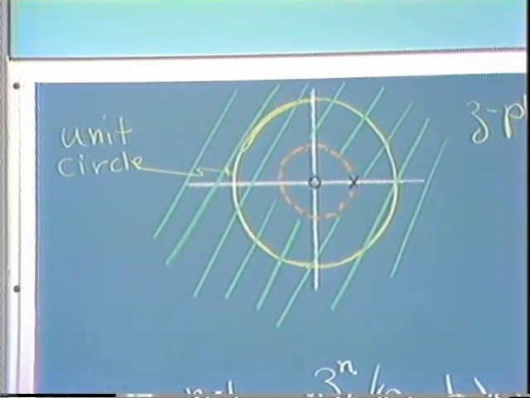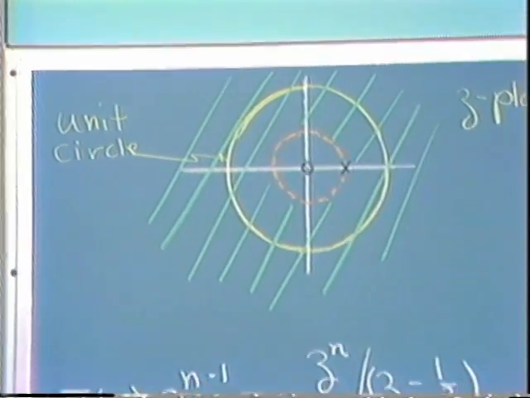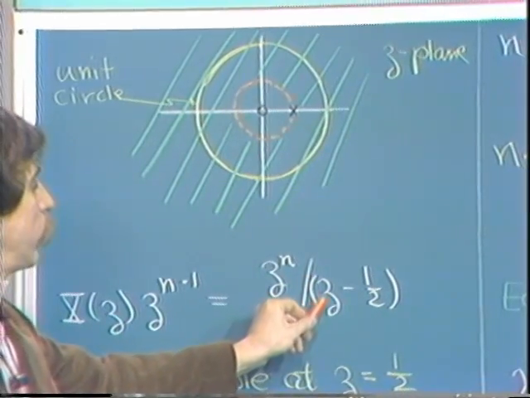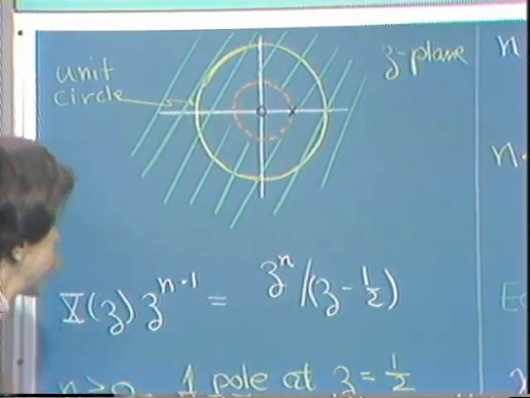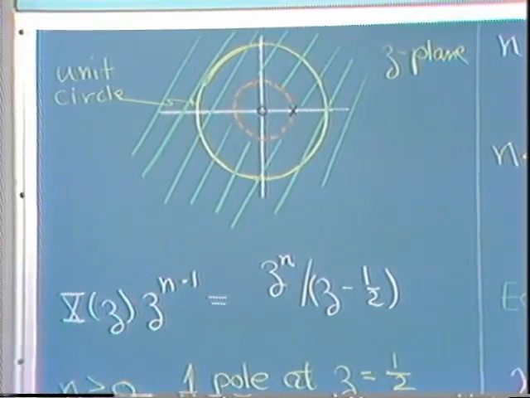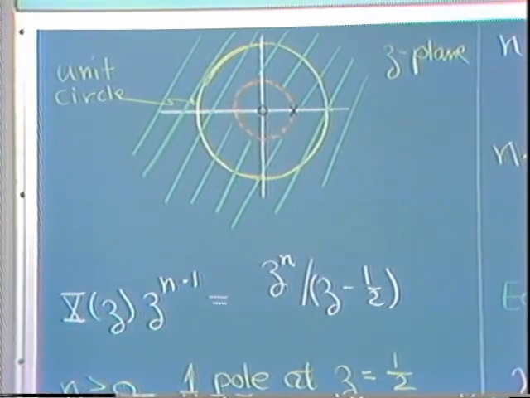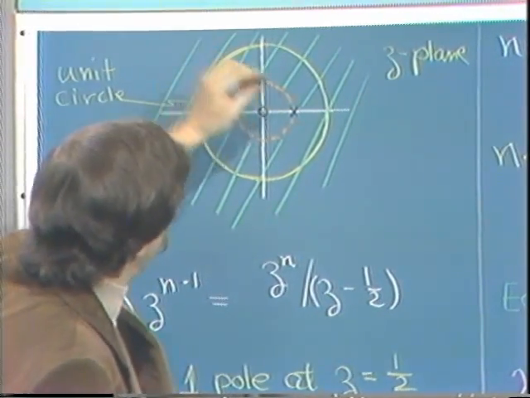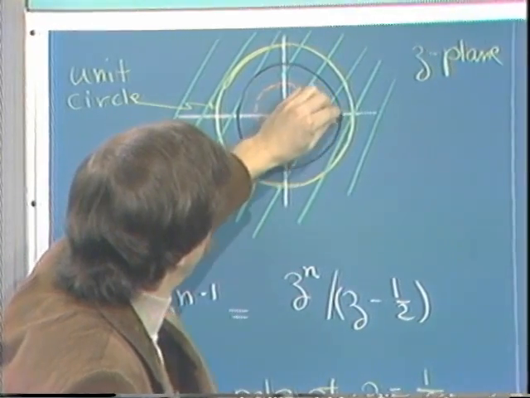Now, to do the contour integration, it's not just x of z that we're looking at. It's x of z times z to the n minus 1 equals z to the n over z minus a half. Incidentally, what does the contour of integration look like then in the z-plane for this example? It's a closed contour inside the region of convergence and encircling the origin. So, for example, it's a contour that looks like this.